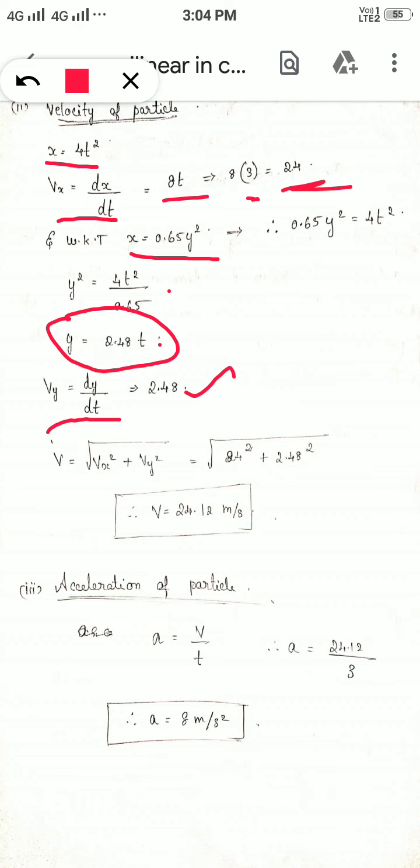So V is equal to square root of Vx square plus Vy square. Substitute your answer for Vx and Vy. So you will get V is equal to 24.12 meter per second.